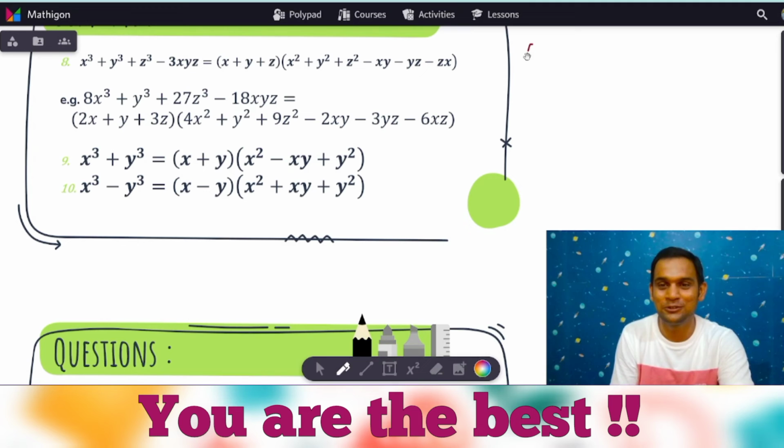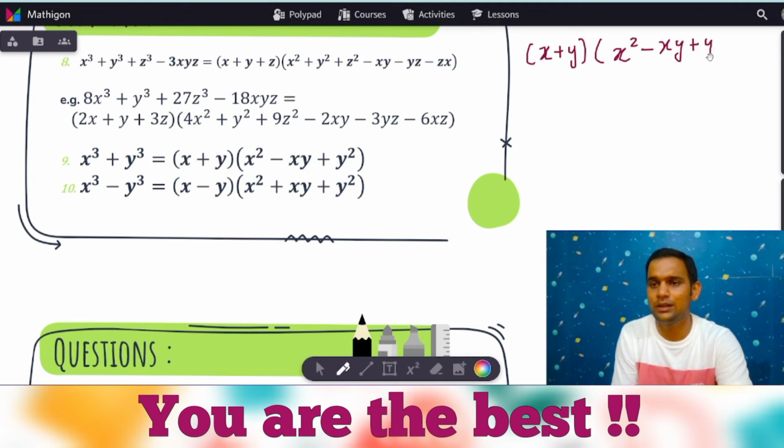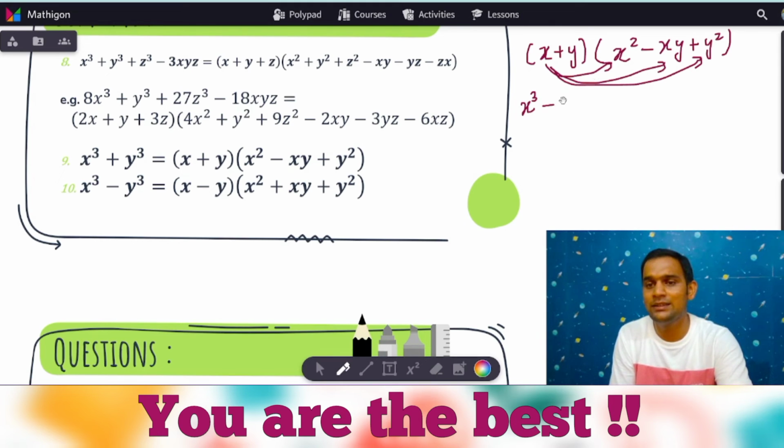Let's explain it. Okay, so x plus y, this is the factor form. We will try to expand it: x square minus xy plus y square. So this x is distributed to all the three terms. So x multiplied by x square, we get x cubed. x multiplied by minus xy, I got minus x square y. x multiplied by y square, I got it as plus xy squared.